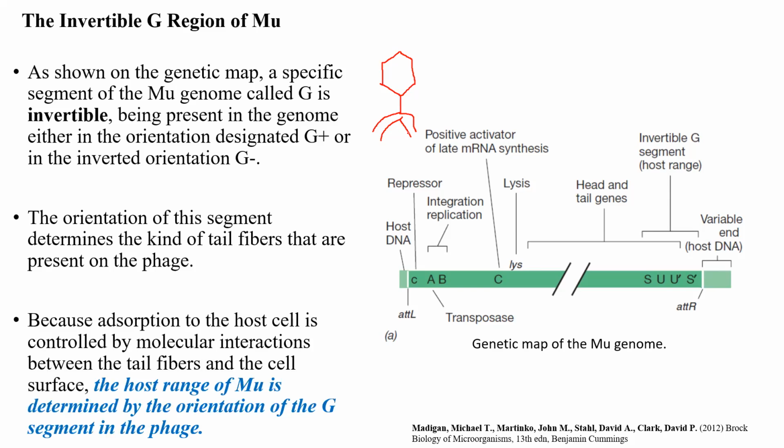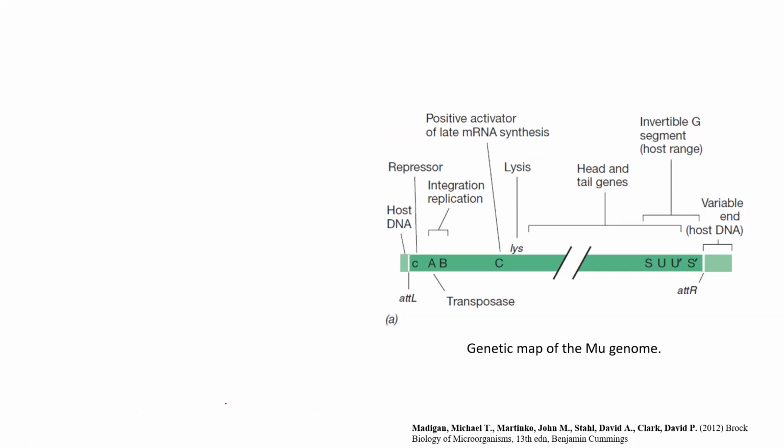Yes. Because adsorption to the host cell is controlled by the molecular interactions between the tail fibers and the receptor site on the cell surface, the host range of mu is determined by the orientation of the G segment. So whether the G segment is in G plus orientation or G minus will determine the kind of tail fibers that the phage has, and that determines the host range.